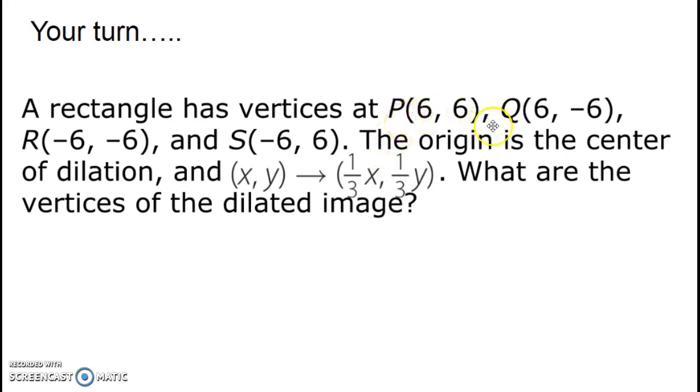So list your P, Q, R, and S coordinates and then multiply by the scale factor. After you do that, you'll have your new coordinates for the new image. Pause this video and you can check your math. You can do the math and then come back and check.